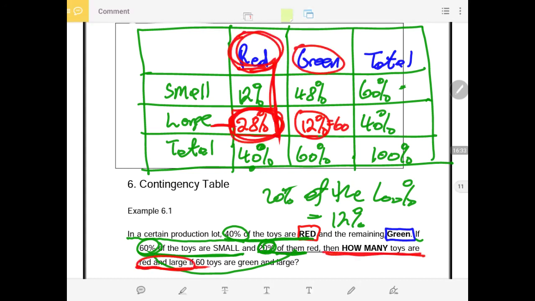Yes, thank you guys very much. This is the first question on the contingent table. Very important to master this because it always comes out in any assessment.